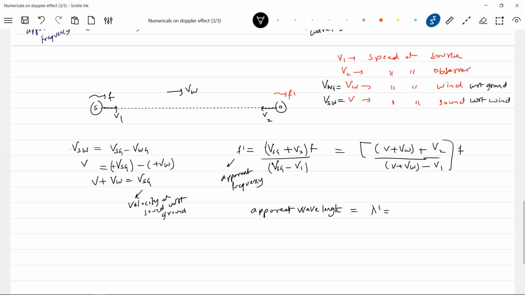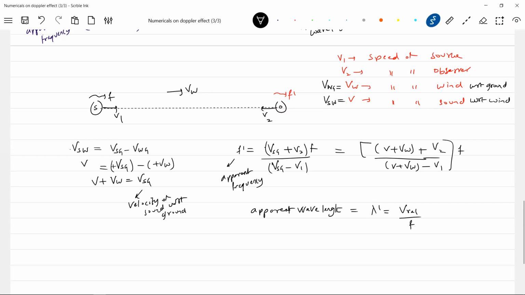Lambda dash. What shall I write with lambda dash? The speed with which the waves strike the observer. What is the velocity of the wave? Because there won't be impact of wind on the person, where the wave will be moving in the medium. So what is the relative motion between the wave and the observer? So V relative is what?